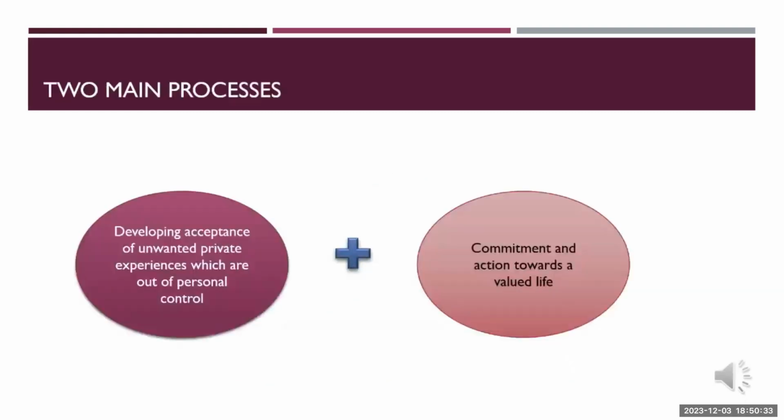So the two main processes in ACT are, first of all, developing acceptance of unwanted private experiences which are out of personal control. And secondly, committing and taking actions toward living a valued life.